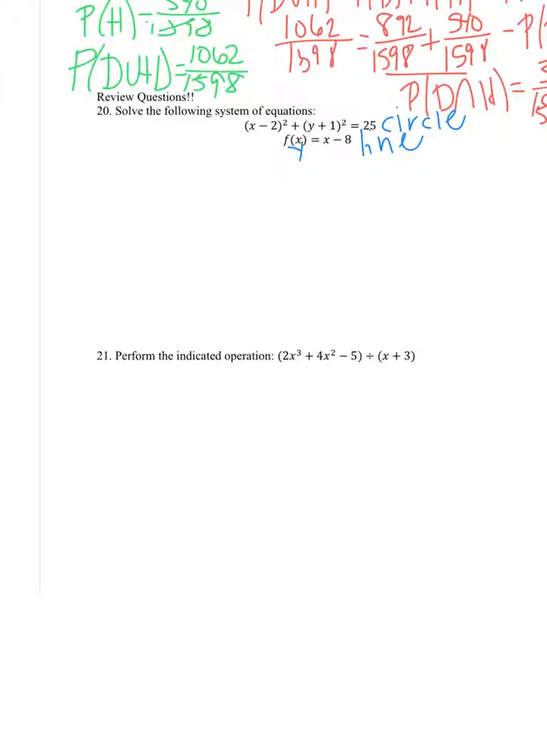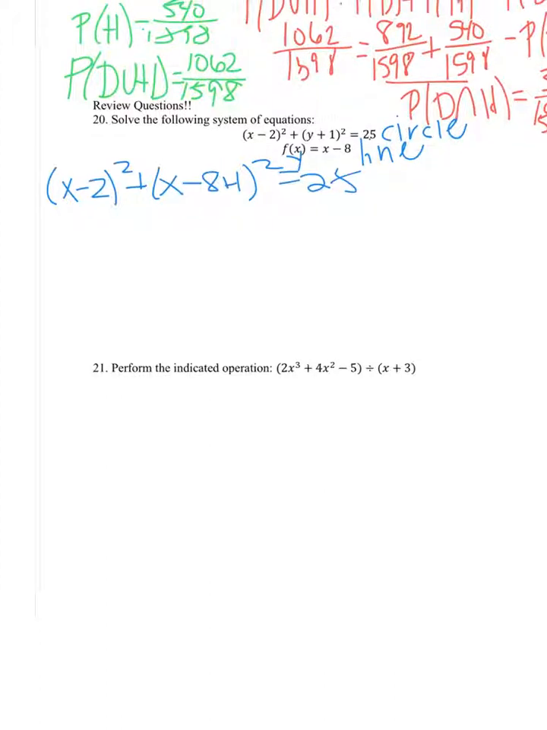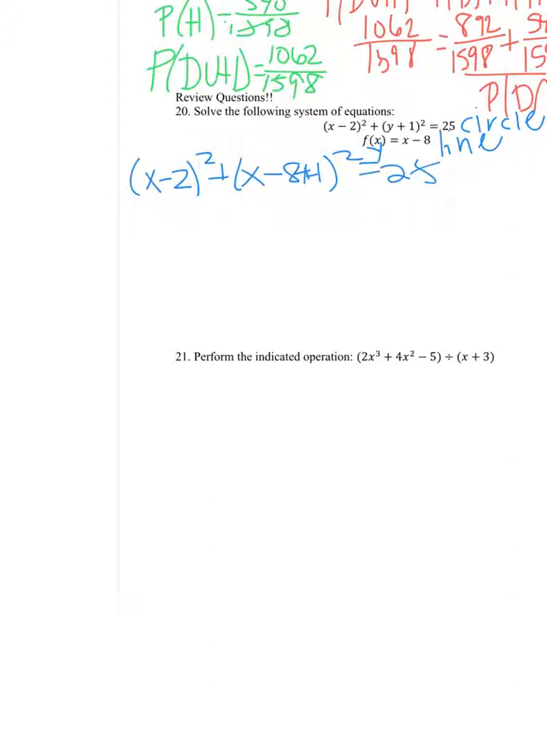So you can do (x minus 2) squared plus (x minus 8 plus 1) squared is equal to 25. This is plus 1. You cannot just take the square root of everything. Stop doing that. Okay, you have to actually expand this. So this is going to be (x minus 2) times (x minus 2) plus (x minus 7) times (x minus 7) is equal to 25.